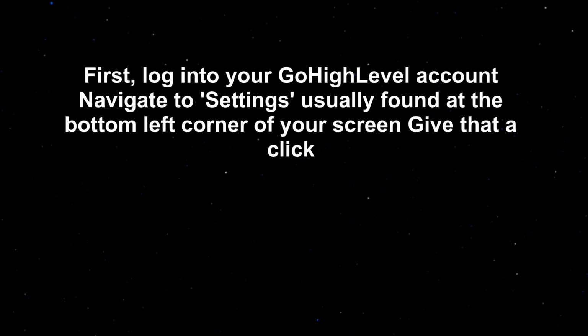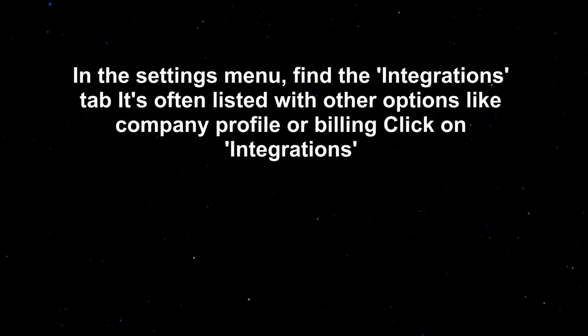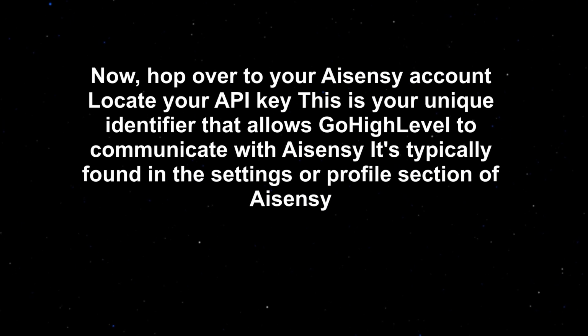First, log into your GoHighLevel account. Navigate to Settings, usually found at the bottom left corner of your screen. Give that a click. In the Settings menu, find the Integrations tab. It's often listed with other options like Company Profile or Billing. Click on Integrations. Now, hop over to your Aisensy account.